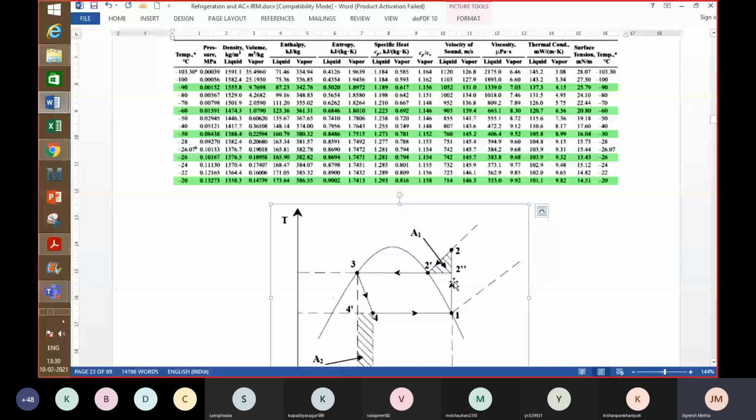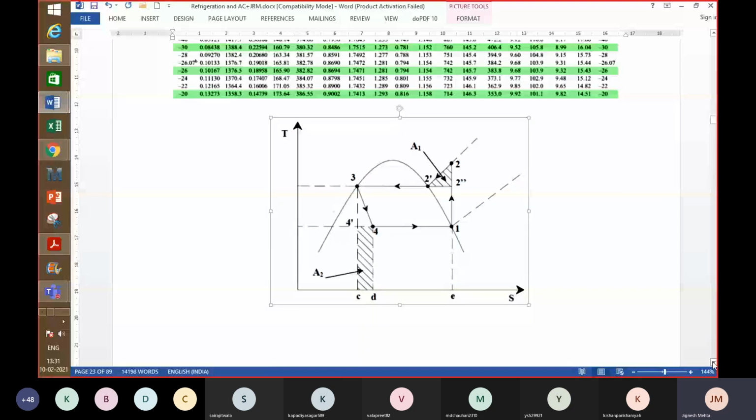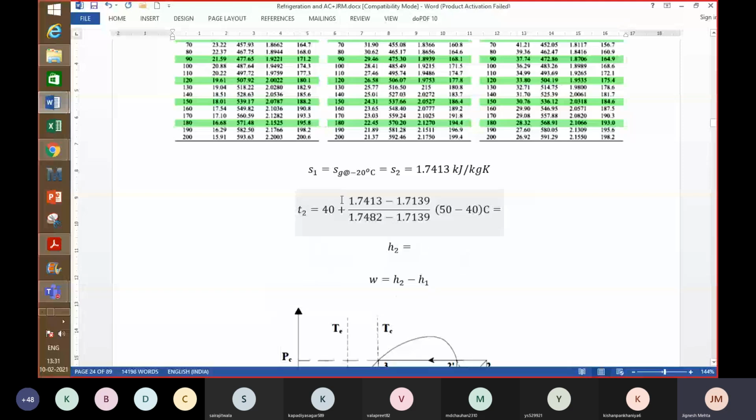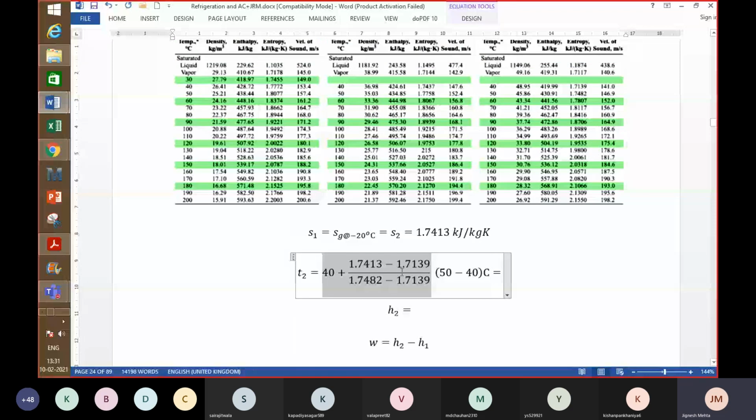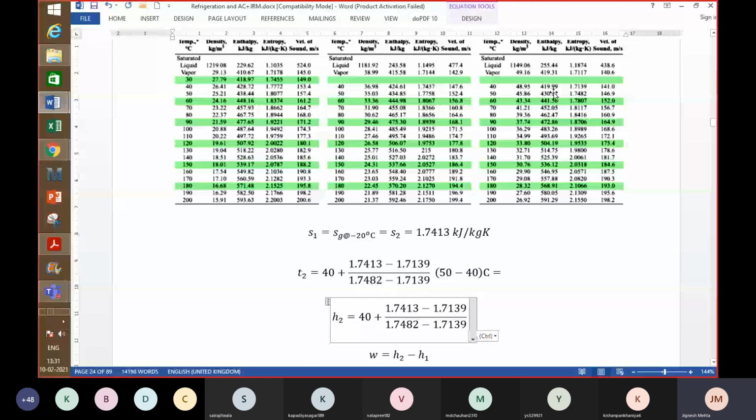Yes, and we are also interested, or we are more interested probably, in getting H2, which can be found with a similar kind of equation, right? So what are you going to write there? First thing, the enthalpy at 40. So it's 419.99.